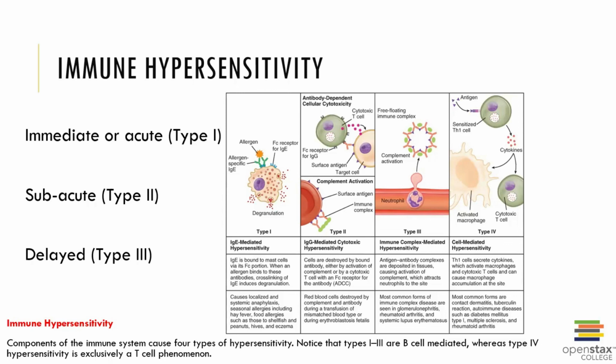Something subacute would be considered type 2 or type 3. An example of that would be a transfusion of mismatched blood. I know we talked about that during the cardiovascular system. That would actually be more type 2. And then the delayed hypersensitivity, type 4, would be something like contact dermatitis. If you were to rub up against poison ivy, for example, that usually is a delayed onset, which occurs within 1 to 3 days of contact.